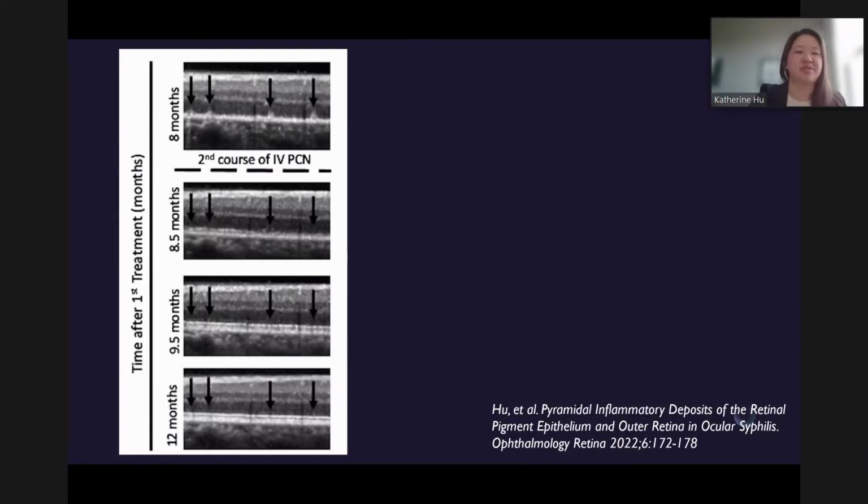So this is one patient that we had described. He had HIV and also a history of treated neurosyphilis, but there was concern of treatment failure and recurrence of disease about 6 months after his initial presentation and initial round of treatment. He presented with worsening visual acuity of 20/150 in the affected eye with the development of these lesions on OCT that had previously not been seen before.